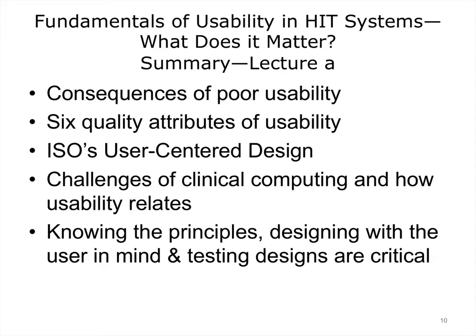This concludes Lecture A of Fundamentals of Usability in HIT Systems, What Does It Matter? In summary, we defined usability and we discussed several consequences of poor usability such as workarounds, error propagation, and unexpected and unintended consequences. The 6 quality attributes of usability, learnability, efficiency, memorability, errors, satisfaction, and utility, were presented and described. Can you recall the differences between each of them? Can you reflect on what relationship each of these terms has to usability?